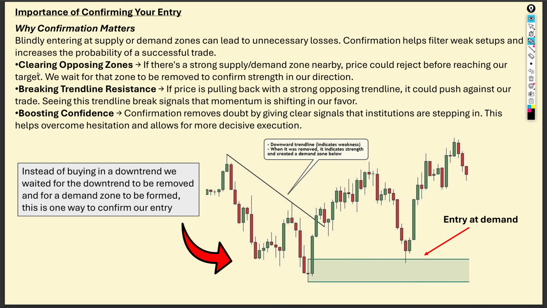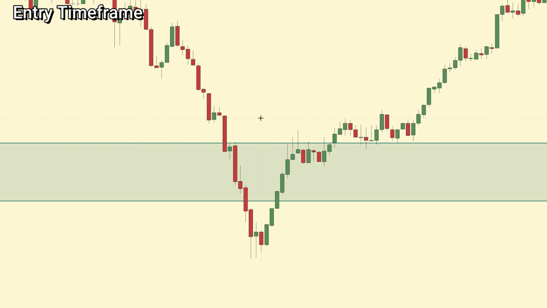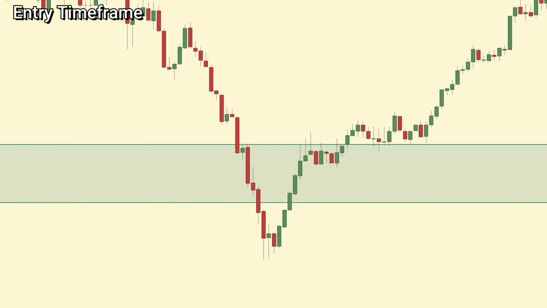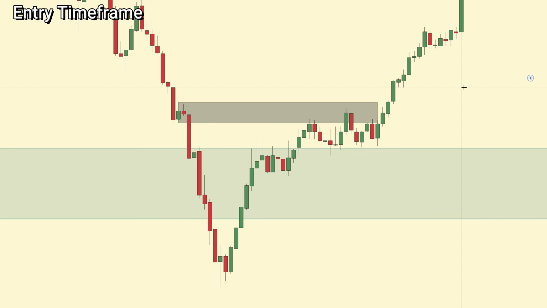So as price pulls into our higher time frame demand zone, we are essentially waiting for opposing zones to be clear. We are waiting for those zones to be removed. If there's a strong supply and demand zone nearby, price could reject off of that supply or demand zone before reaching our target. So that is why we want to wait for the zones to be removed for our confirmation. So going back to this example here, we blasted through the zone, but on the way down, I pretty much identified this area as the main area of supply that I would have wanted to see removed.